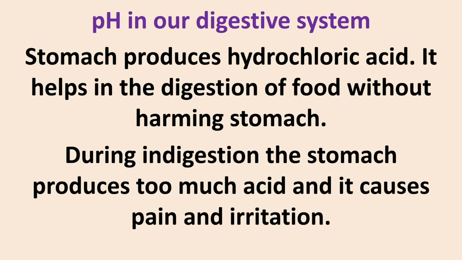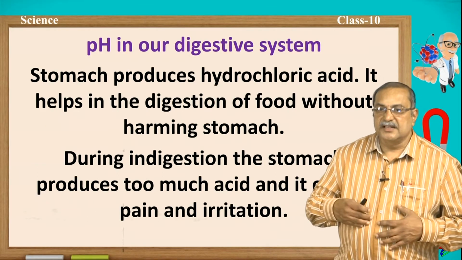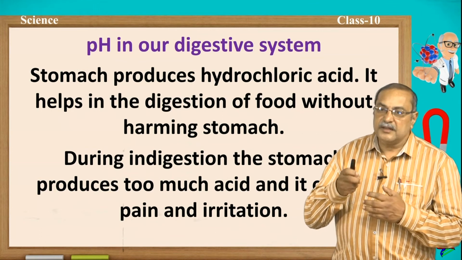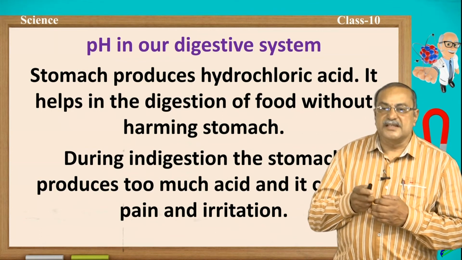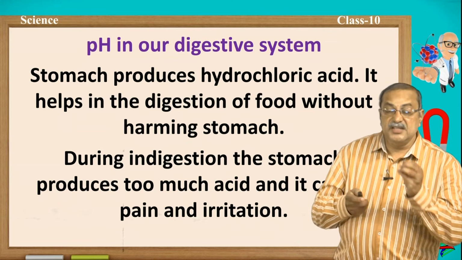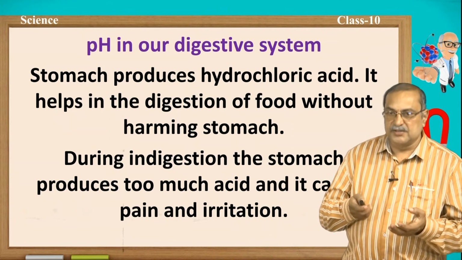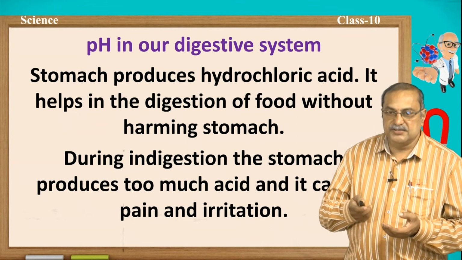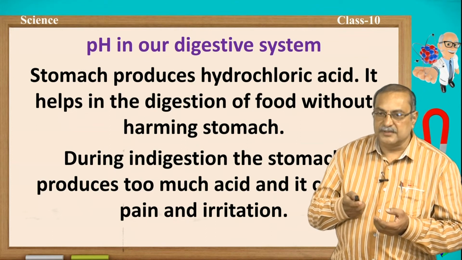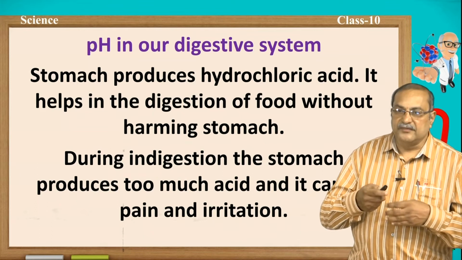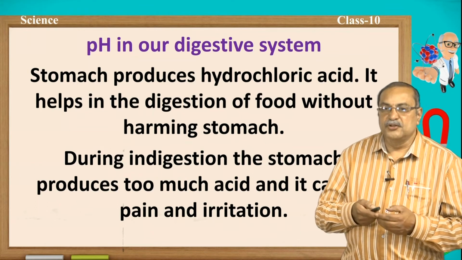Even in our digestive system, pH is very important. Why? Because our stomach produces hydrochloric acid. It helps in the digestion of food without harming the stomach. How? The stomach wall is lined with a mucous membrane. Inside the stomach, some special cells secrete mucus. This mucus protects the tissues of the stomach from the action of hydrochloric acid, so it does not harm the stomach, and the food digests easily.